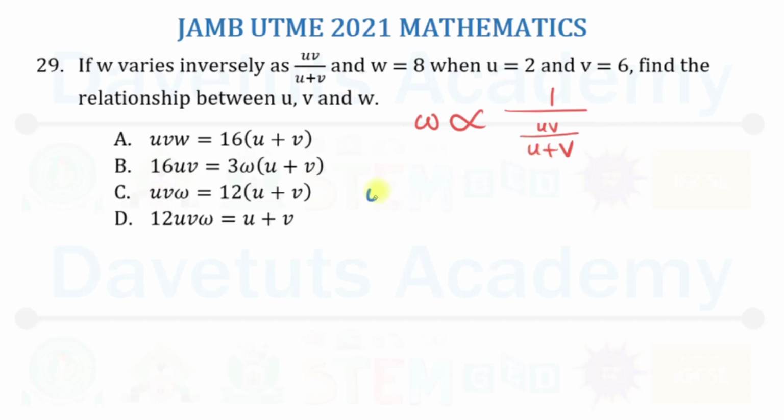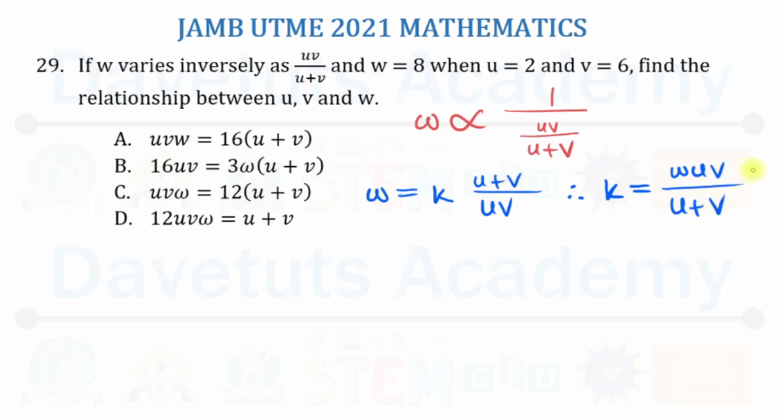If we can be judicious enough to note this, we can introduce our concept of proportionality, because this is a question of variation. We can say W is equal to K multiplied by U plus V over UV, since we are inversing this denominator. But we are given the values of W, U, and V already. So what is K? Cross multiplying, K is W times UV over the sum of U and V.